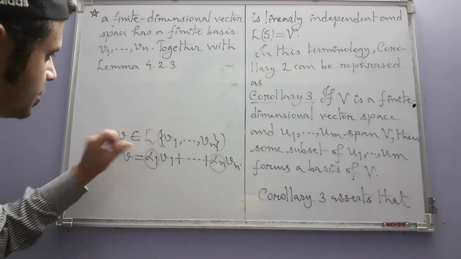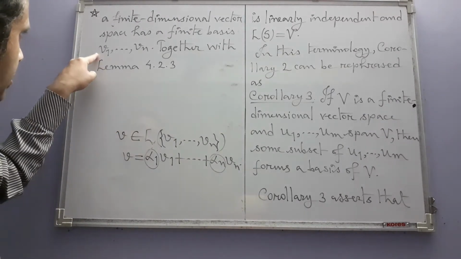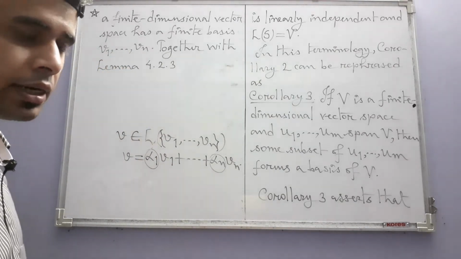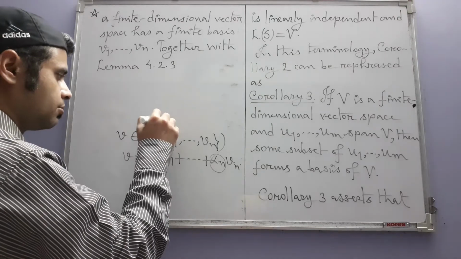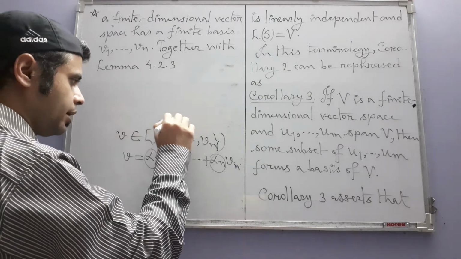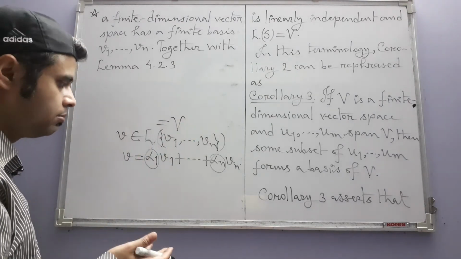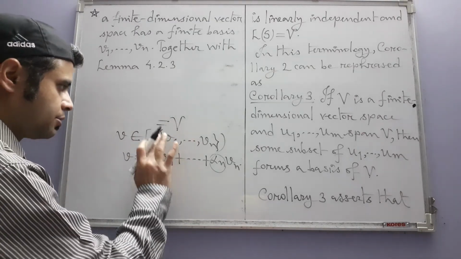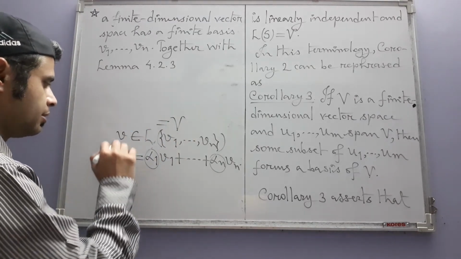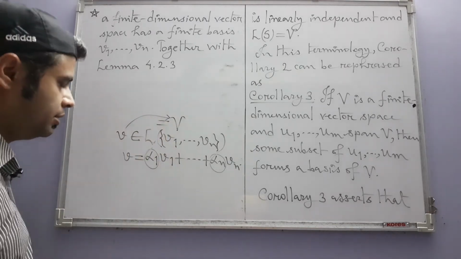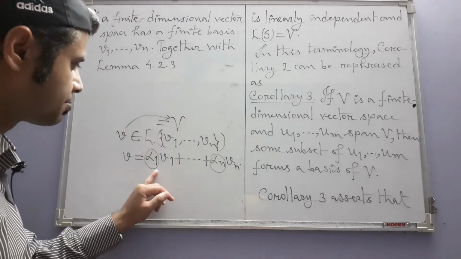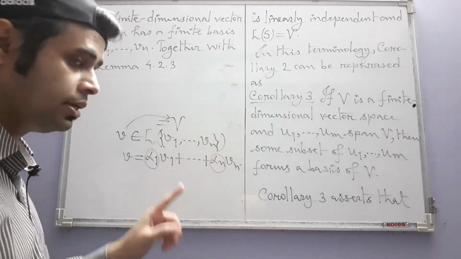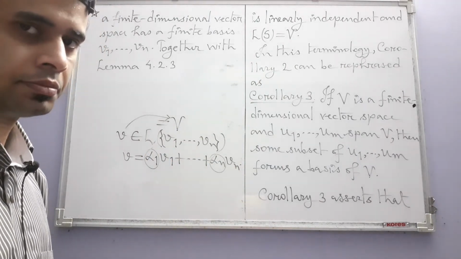Now combine this fact with the fact that these vectors in fact generate the entire space. So this linear span is actually equal to the whole vector space V. Combining this with that, we get the fact that any element in V is expressible as a linear combination of these basis vectors in a unique way. Okay.